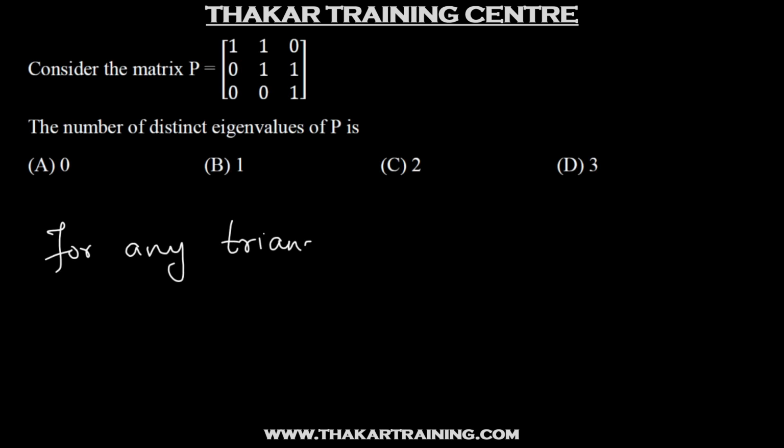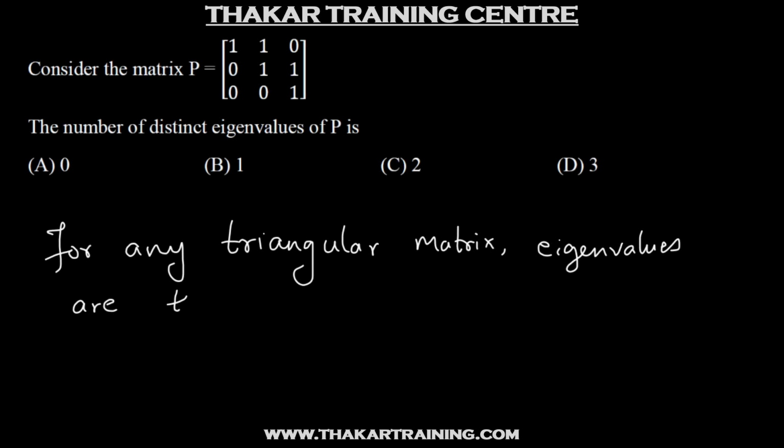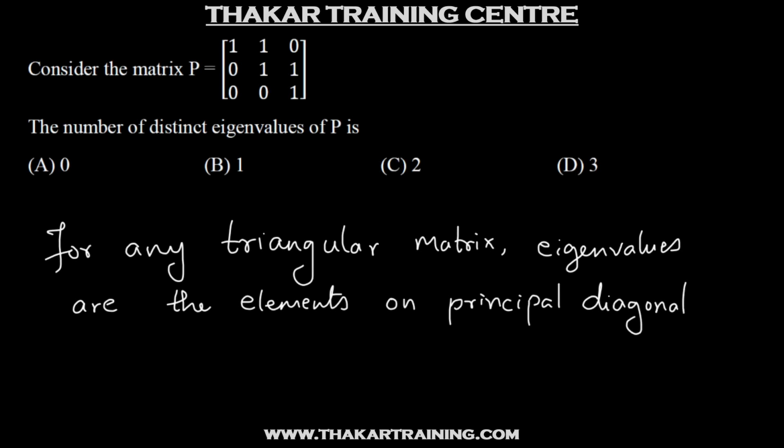the eigenvalues are the elements on the principal diagonal. So what are the elements on the principal diagonal this time? It is 1, 1 and 1.